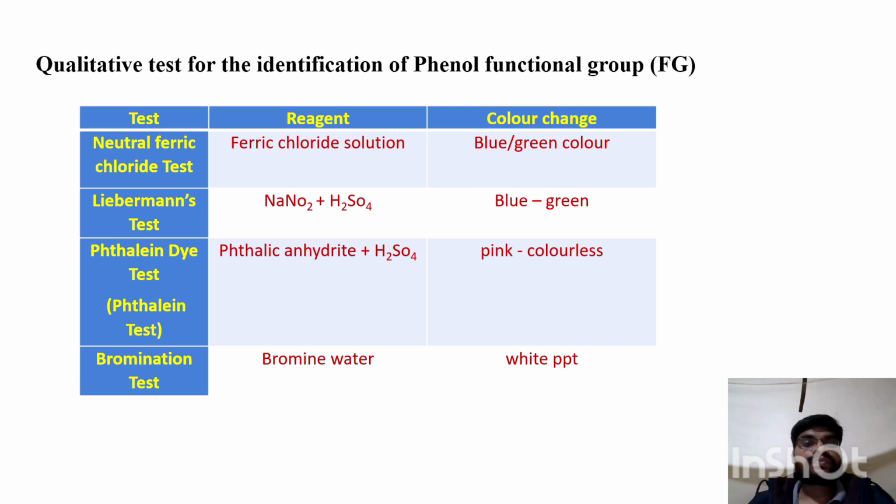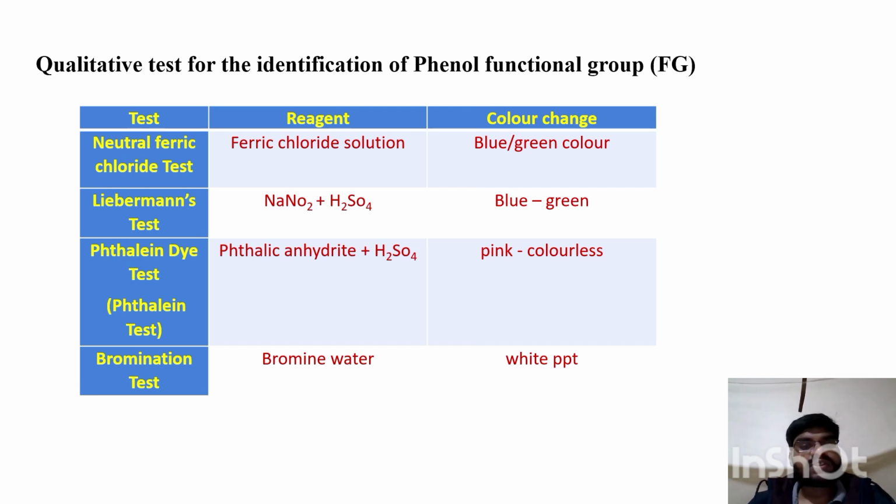Coming to the phthalic anhydride test, or phenolphthalein dye test. Anhydride is a derivative of an acid. Whenever we take an acid and remove a water molecule from it, that forms the anhydride form. So anhydride means without any water molecules. The reagents are phthalic anhydride plus H2SO4. These two reagents are mixed with our phenolic sample. Initially it will be pink in color, and after that it changes to colorless in acidic nature.